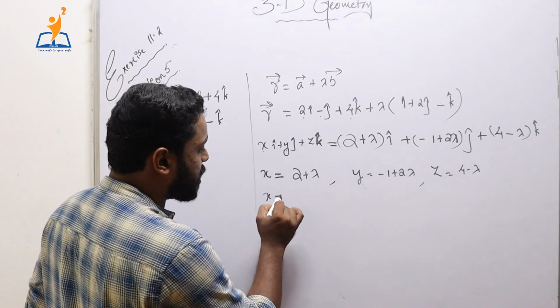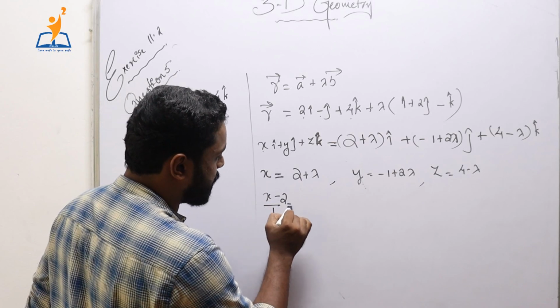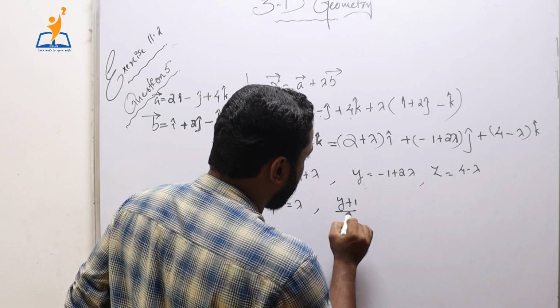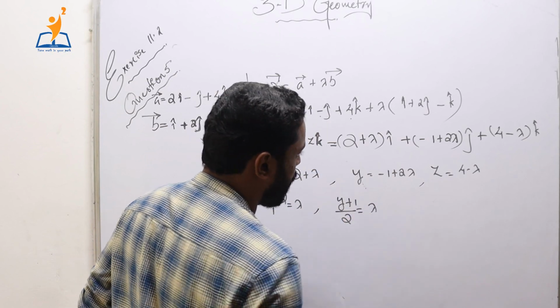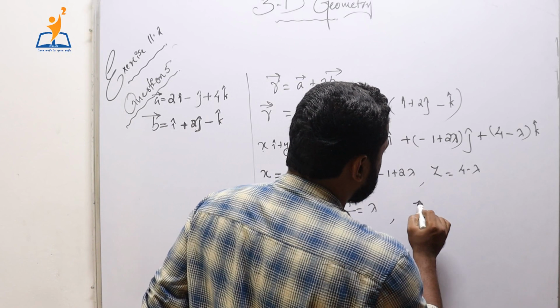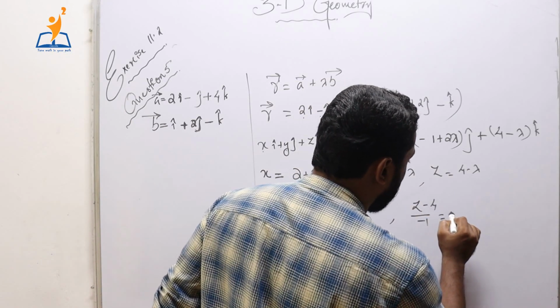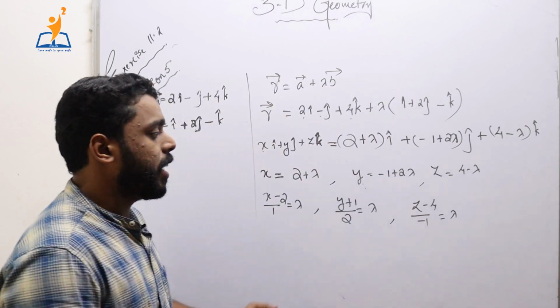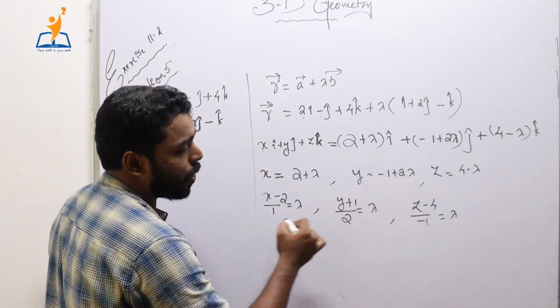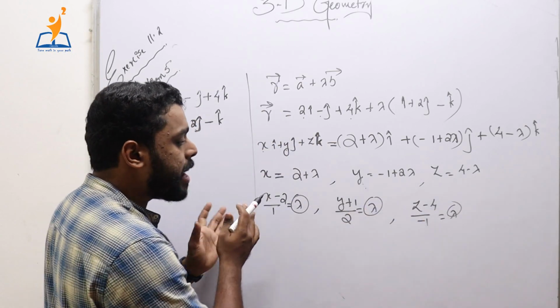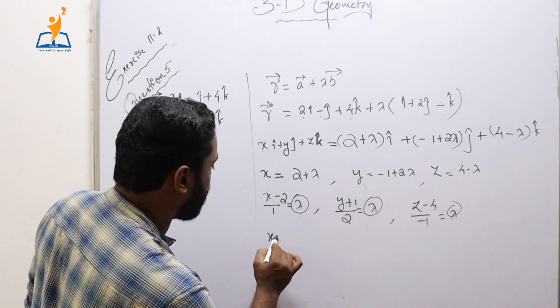So it will become (x minus 2) by 1 is equal to lambda. Next one is (y plus 1) divided by 2 is equal to lambda. And in the last one, (z minus 4) divided by minus 1 equal to lambda. Right. Now see, every equation has RHS nothing but lambda, so we can eliminate this RHS and equate all these things together to get the Cartesian equation.